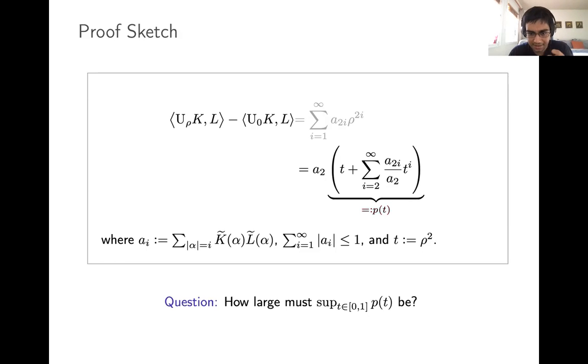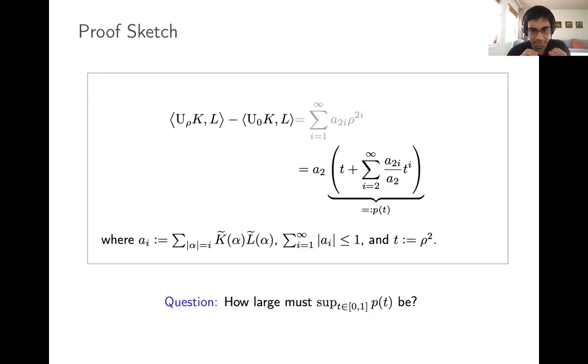And the question we're interested in now is how large the largest value of P of t is as t ranges over the unit interval. Once we've got a lower bound on the supremum, it's easy to get a lower bound on the correlation because of Royen's proof. So this was a bit of a spoiler, and it'll become clear in a few moments.